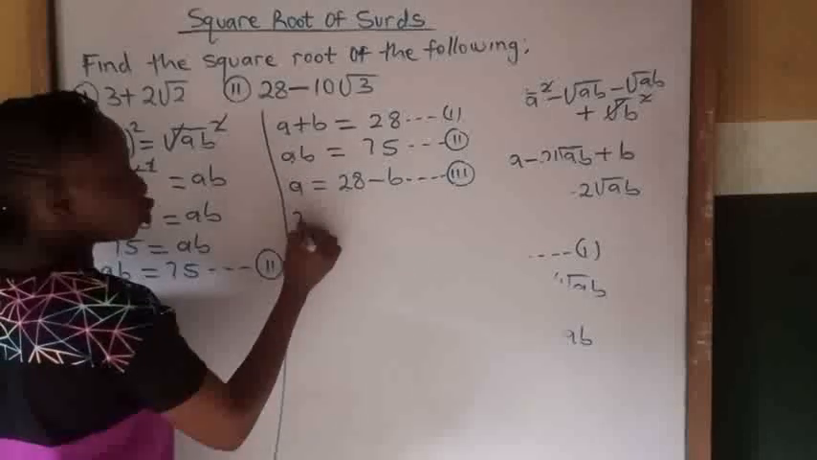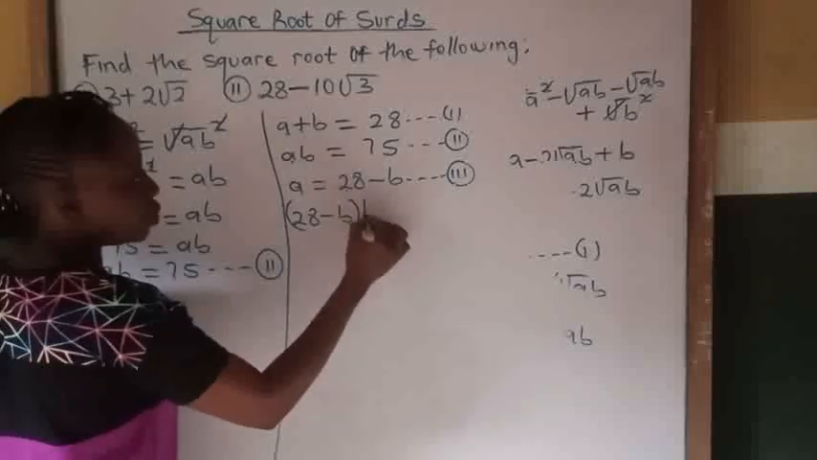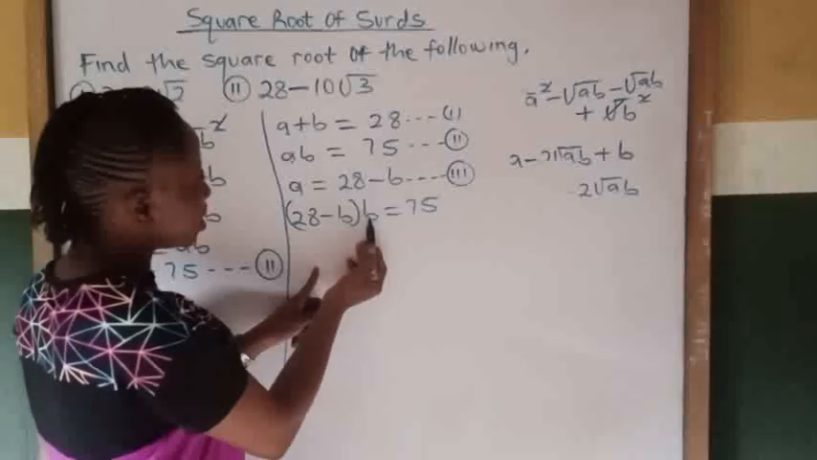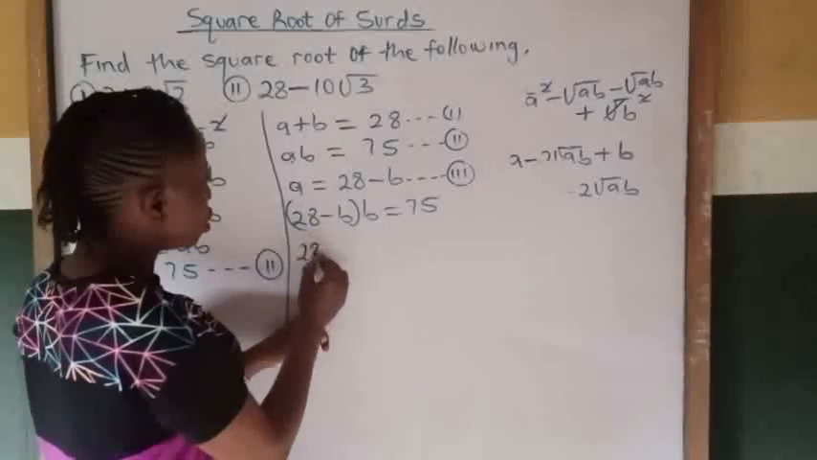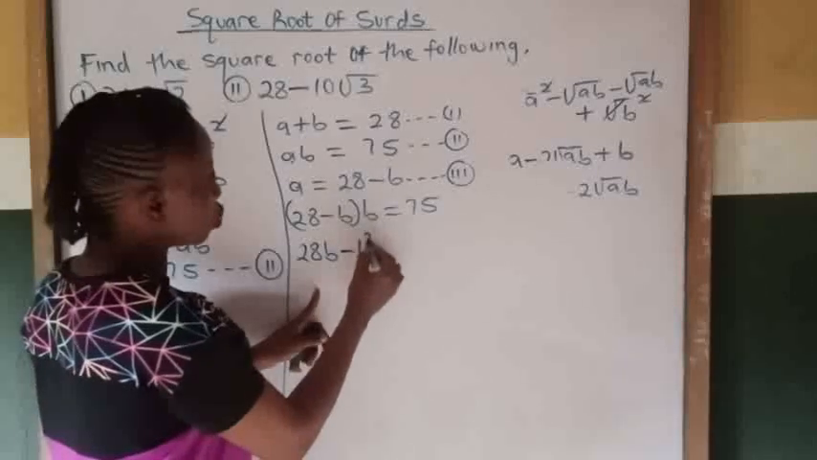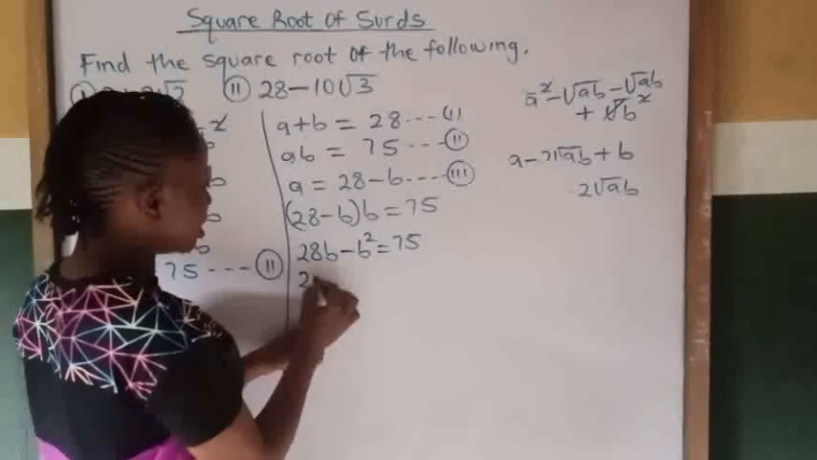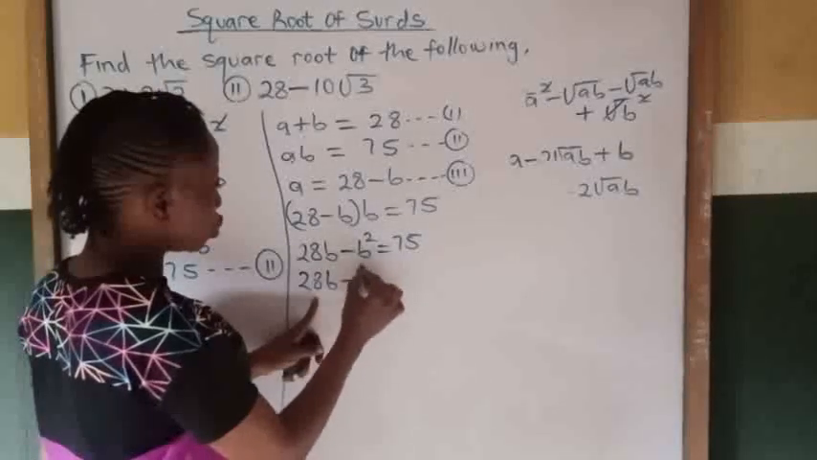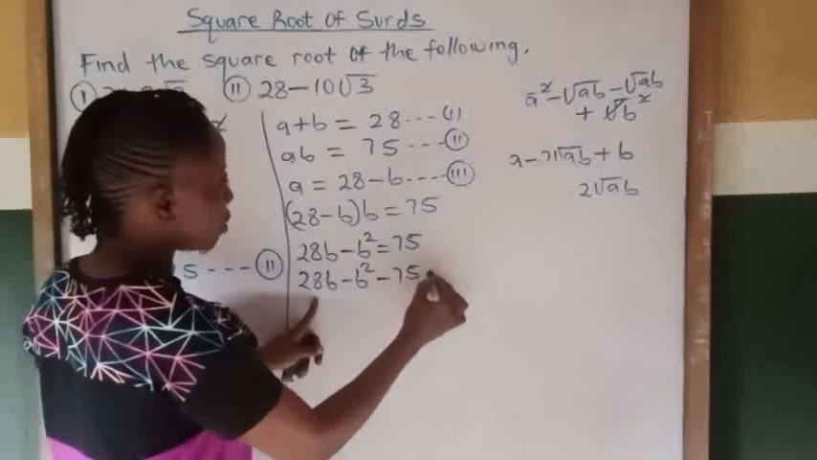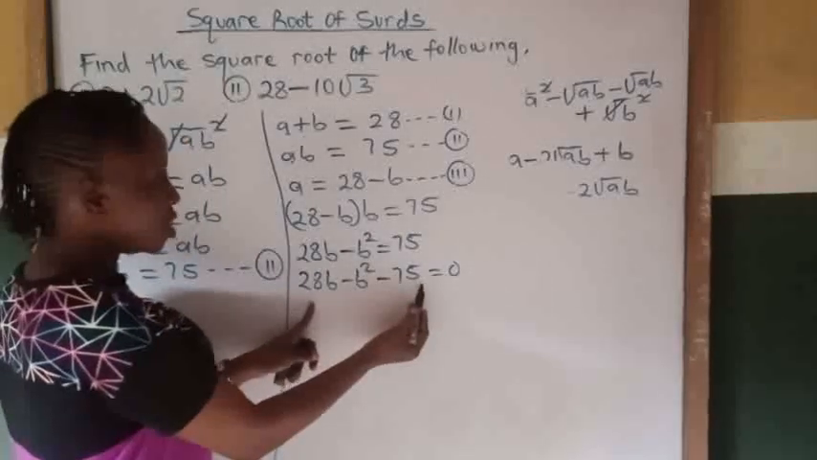So our a is now 28 minus b in brackets, times b equal to 75. So let's open the bracket. b times 28 will give us 28b. b times minus b will give us minus b squared equal to 75. So we have 28b minus b squared. Then bring 75 to this side will give us minus 75 equal to 0. So this is a quadratic equation.